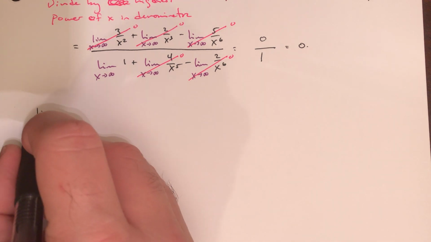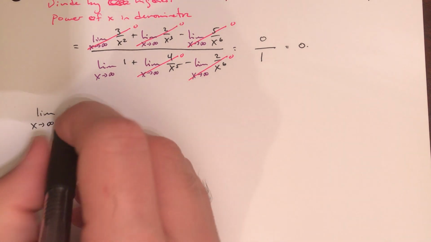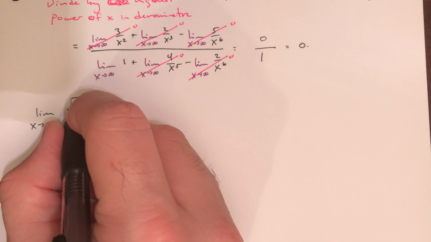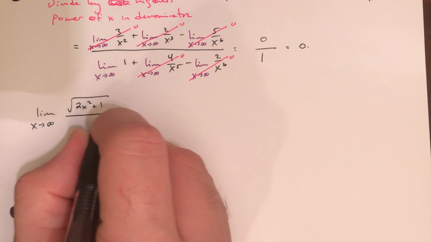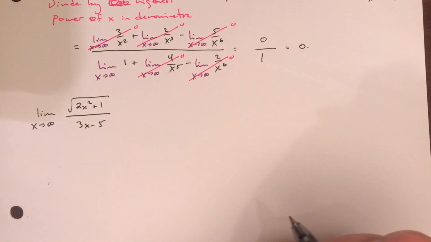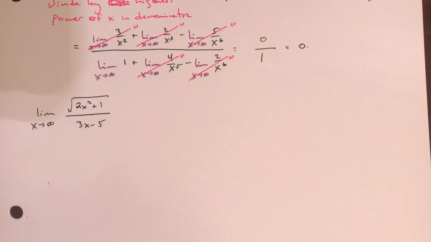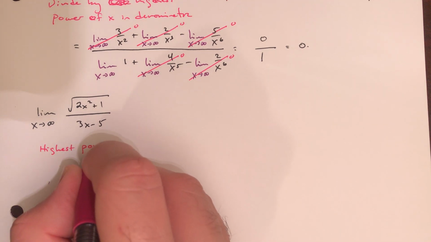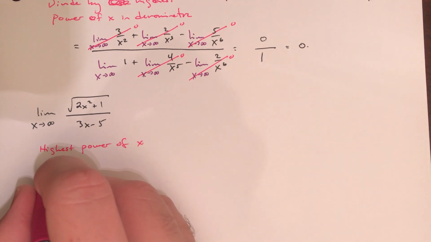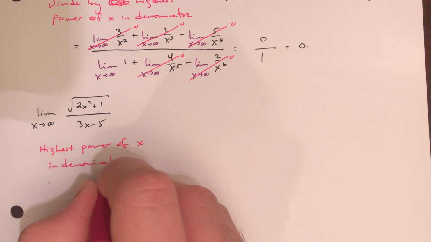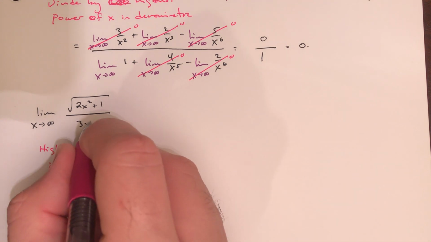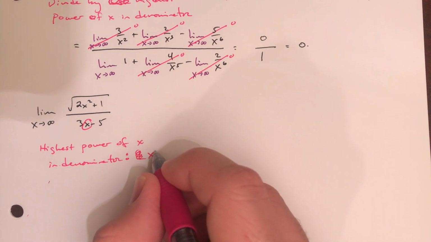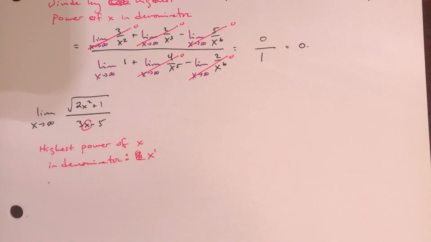Let's find the limit as x goes to infinity. This time we're going to take the limit of the square root of 2x squared plus 1 over 3x minus 5. What is the highest power of x in the denominator? We have this x to the first power, and so we're going to divide everything by x to the first.